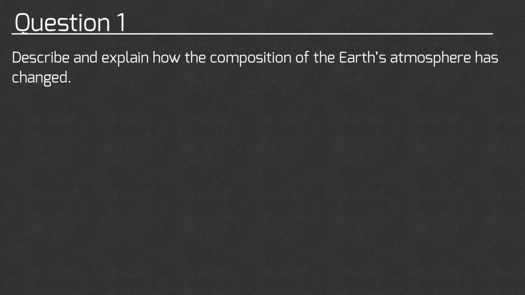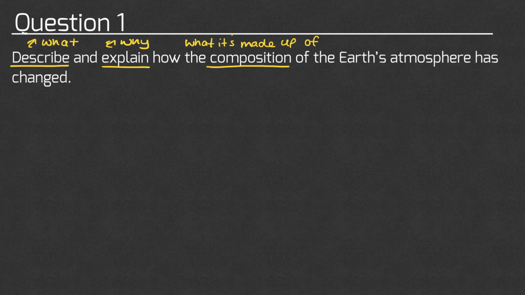For this question, we're going to describe and explain how the composition of the Earth's atmosphere has changed. We'll start by breaking down the question. Describe means we need to say what has changed, and explain means why have those things changed. Composition just means what it's made up of.